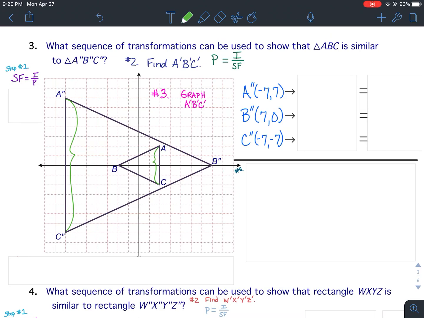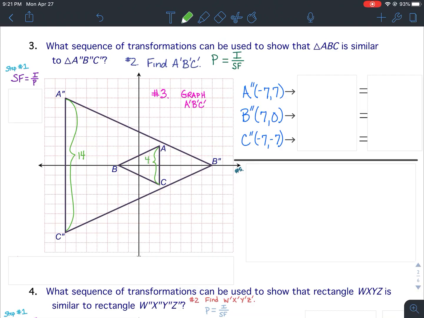Well, looking at the two figures, there was clearly a dilation because they are different sizes, which makes it easier to work backwards. So the first step we're going to do is to find the scale factor. Again, the scale factor is the side length from the image divided by a corresponding side length from the pre-image. So I'm going to use A double prime, C double prime, and AC. The length of A double prime, C double prime is 14 units, and the length of AC is 4 units.